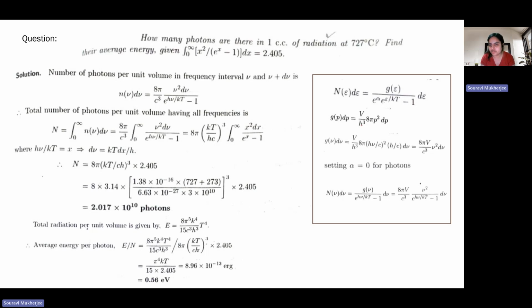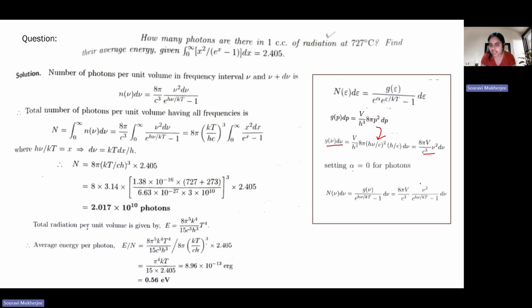Okay, so there is a degeneracy of 2. So that's why you get V by h cubed, 8 pi p squared dp. Okay, so now if you want to write g(nu) d nu, what will you do? You can go from the momentum space to the frequency space. You know that energy you can always write as equal to h nu, right? So from that relation, you can go from momentum to frequency, and this is how the distribution would look like. Okay, so this is your frequency distribution.